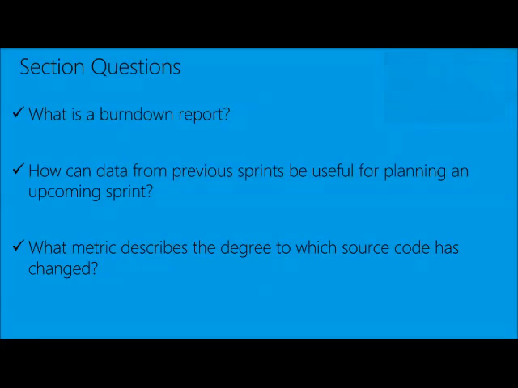So this ends this part of Module 4. Our section questions are, what is a burn down report? So that's it shows your trend of completed versus remaining work over time. And then how can data from previous sprints be useful for planning for upcoming sprints? So it helps with your new set of estimations. It helps you understand how to estimate better for your next sprint. And that retrospective report's key to that. That's right. Yep. And then what metrics describe the degree in which source code has been changed? That's your code churn metric. Code churn metric.